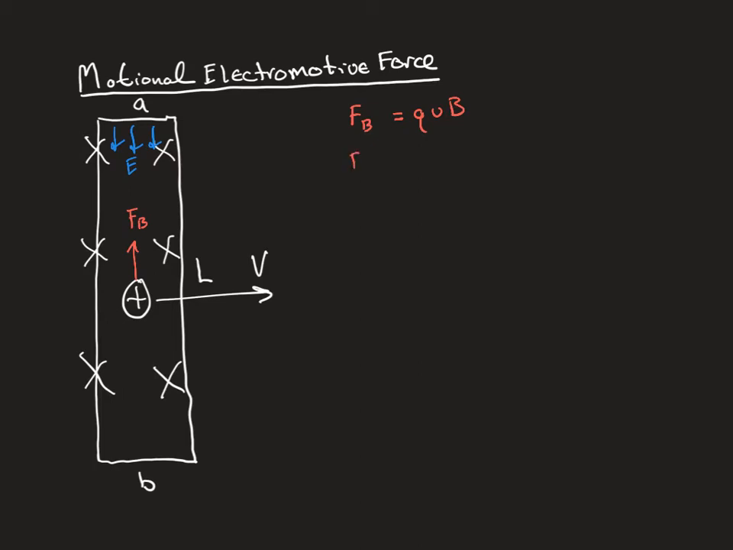So we're going to have an electric force that is Q times the electric field, very similar to mass times the gravitational field strength. And those charges are going to move until the electric field that's generated balances out the magnetic force. So until we get this scenario here, where they are equal and opposite to each other.